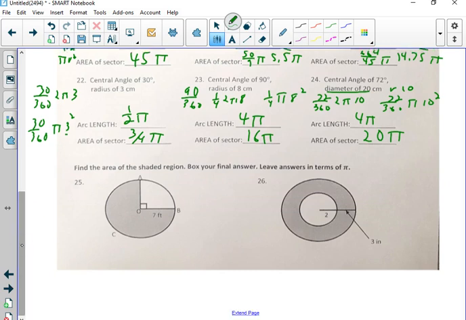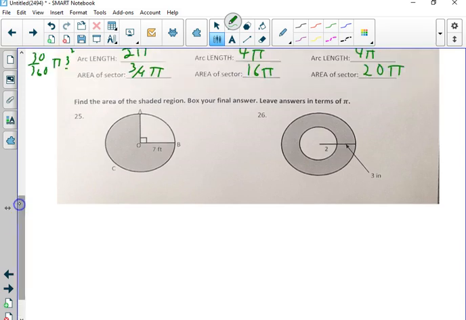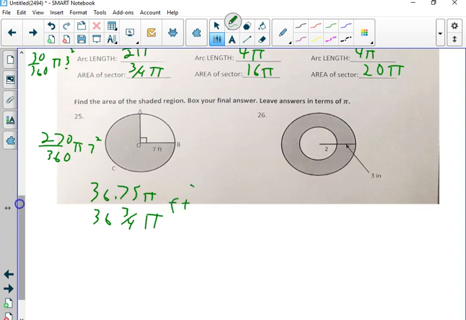And last but not least, 2 ways to go about this problem, but if you recognize that this is 3/4 of the circle, technically it's 270 over 360 times pi 7 squared, right? Okay. Well, that's really just 3/4 of the circle, so you end up with 36.75 pi, or 36 3/4 pi feet squared.